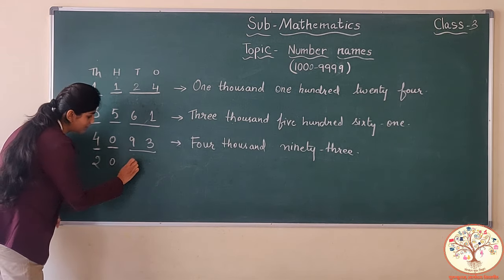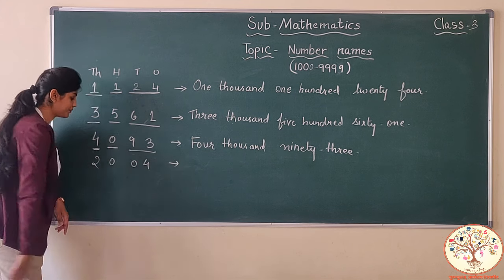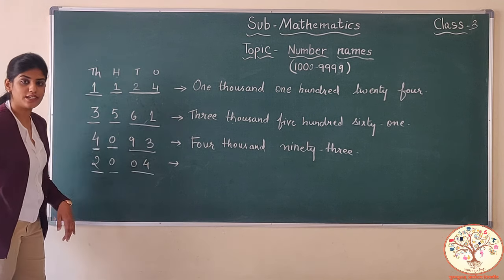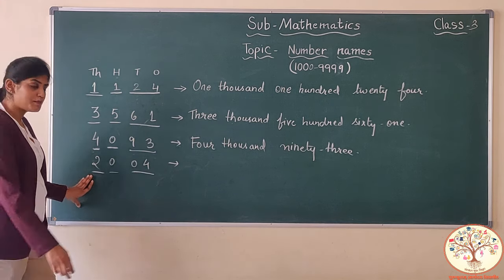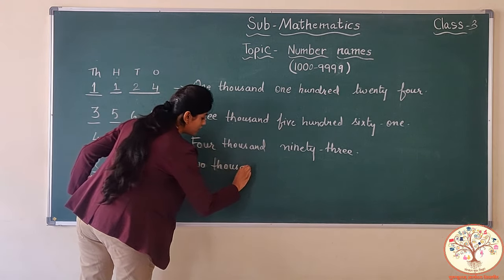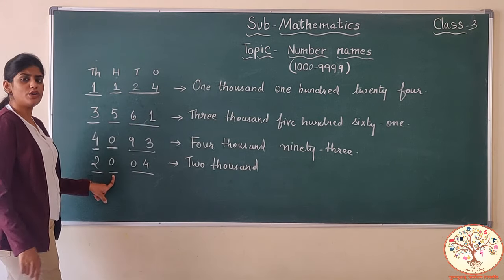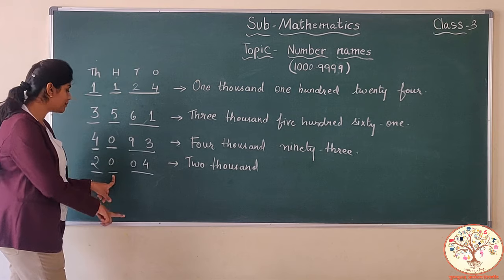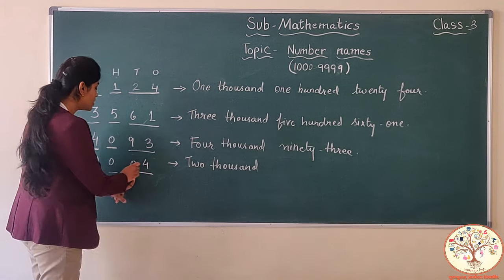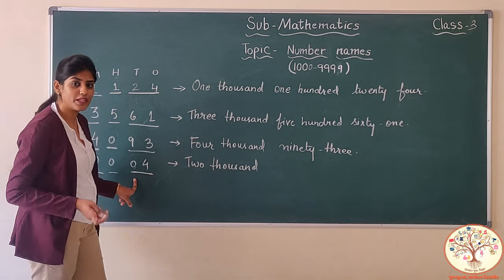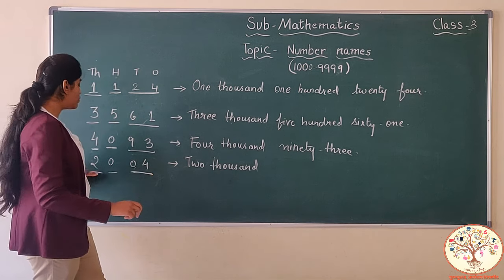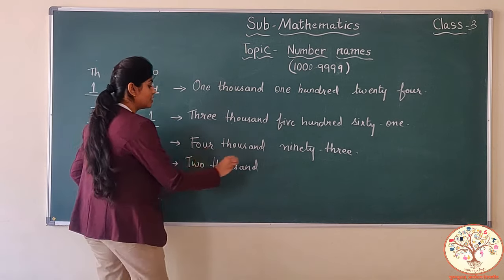Do you want to try this? Divide into three parts. 1, 2, and 3. There is 2 in the thousands place. So, 2,000. 0 in the hundreds place. We will skip this name. Now, this is tens and ones which we will read together. So, 0 and 4 makes what? Only 4, right? So, the number name will be 2004.